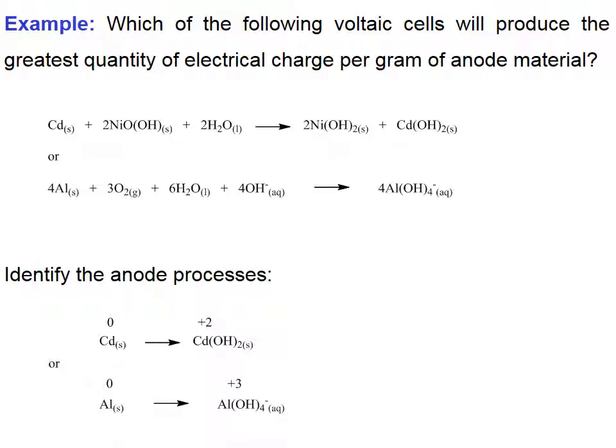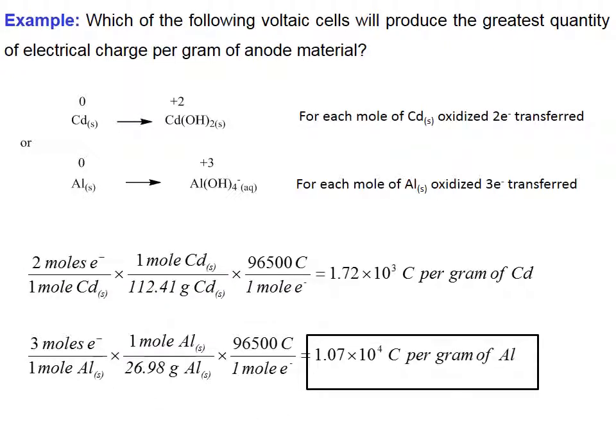So let's look at the first one. Cadmium solid goes to cadmium 2 hydroxide, so clearly the cadmium is being oxidized. And in the second one, we've got aluminum solid with an oxidation number of 0 going to this aluminum tetrahydroxide anion over here. So the aluminum is going from 0 to +3. So in the first case, cadmium is the anode, and in the second case, aluminum is the anode. So if 1 gram of cadmium is oxidized, how many moles of cadmium would that be?